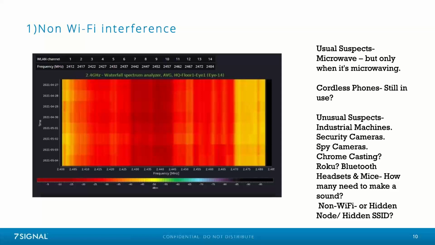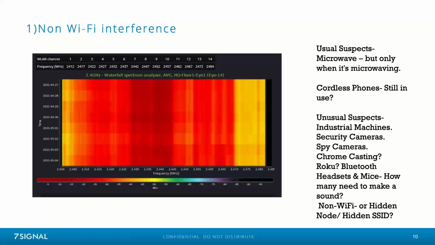Cordless phones, if we still use them, same thing. They kind of pop up all over the place. And then we have our newer usual suspects: industrial machines, security cameras, spy cameras, and it starts to bleed into something that's actually not Wi-Fi interference at all, but you can see it on spectrum analysis. Is it a Chromecast? Does Chromecast actually fit the bill as non-Wi-Fi interference? Roku, Bluetooth. Can one Bluetooth mouse actually cause interference? How about a whole bunch of them in a call center with headsets that are stationary?